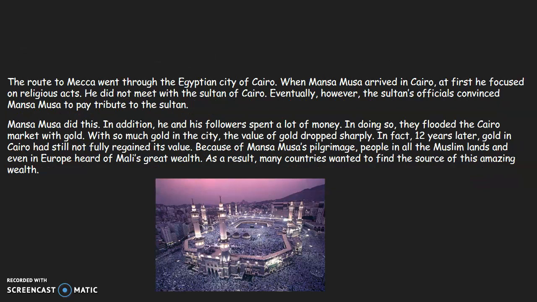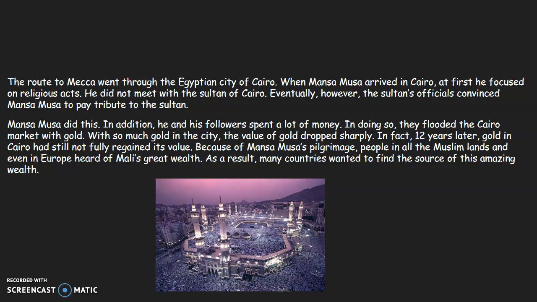The route to Mecca went through the Egyptian city of Cairo. When Mansa Musa arrived in Cairo, at first he was focused on religious acts. He did not meet with the Sultan of Cairo. Eventually, however, the Sultan's officials convinced Mansa Musa to pay tribute to the Sultan. Mansa Musa did this. In addition, he and his followers spent a lot of money. In doing so, they flooded the Cairo market with gold. With so much gold in the city, the value of the gold dropped sharply. In fact, 12 years later, gold in Cairo had still not fully regained its value.